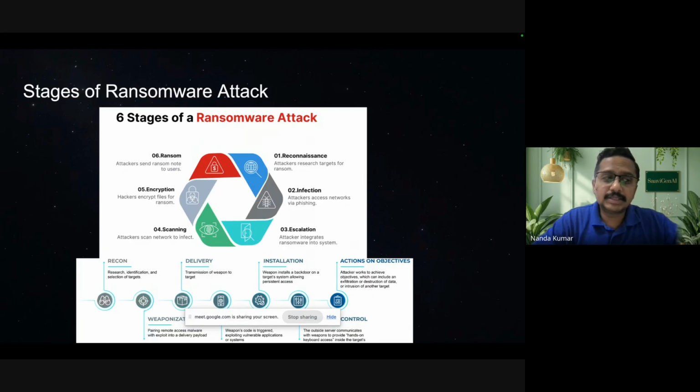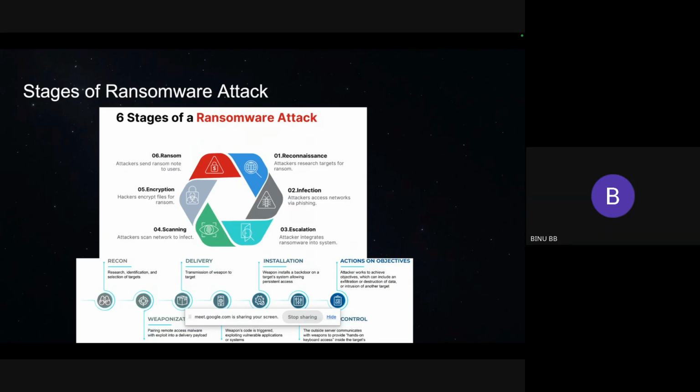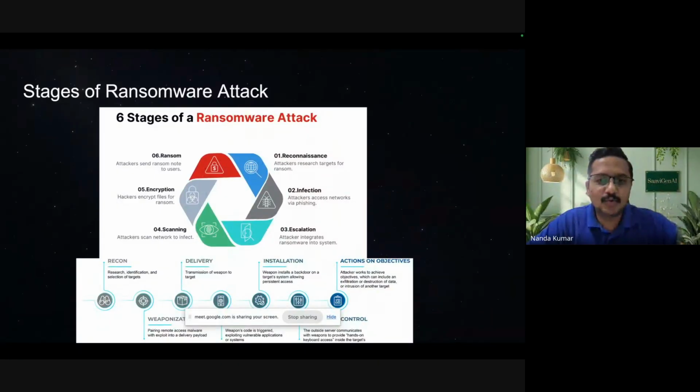Most of the time ransomware will not be done by one or two people. It will be a big team, largely state sponsored. What does state sponsored mean? Any idea? Hackers hired by a country government. Yes. What's your name?